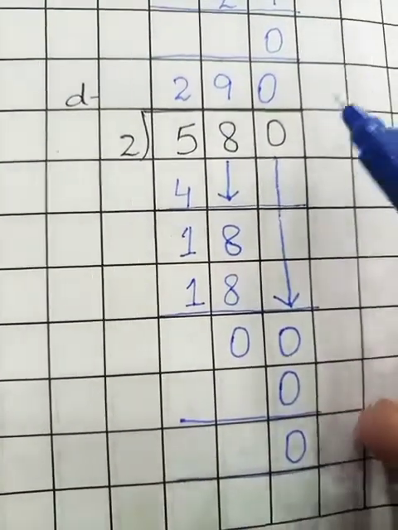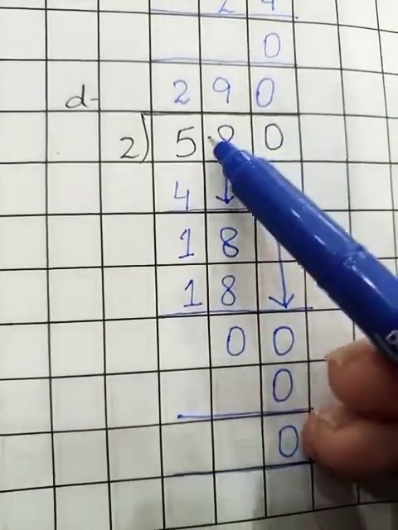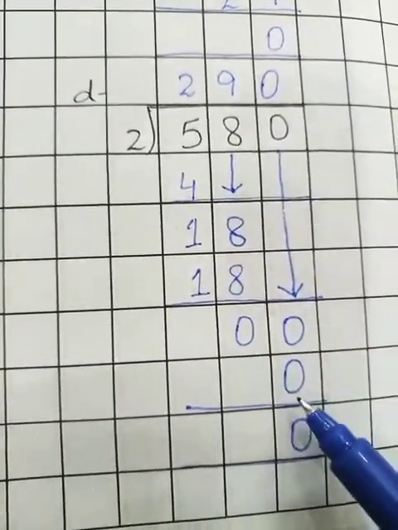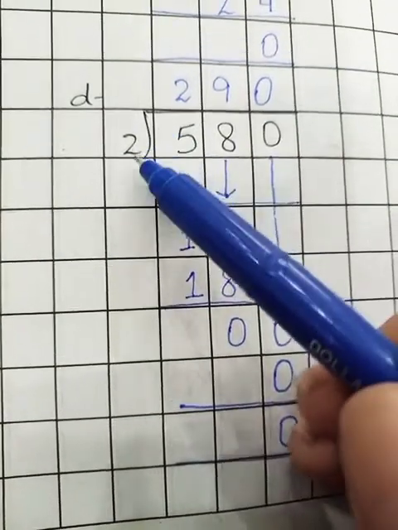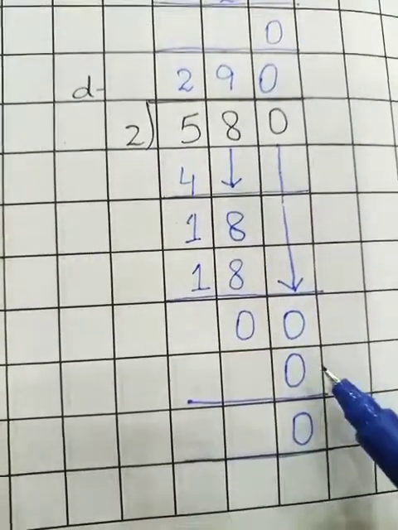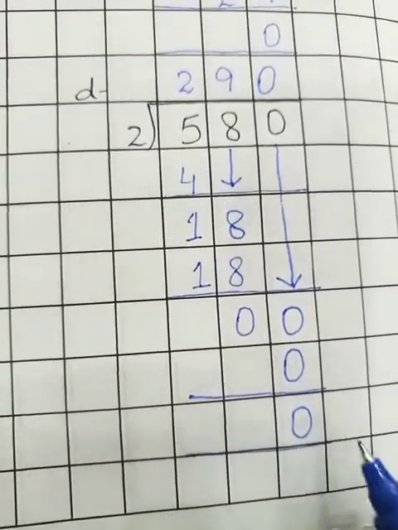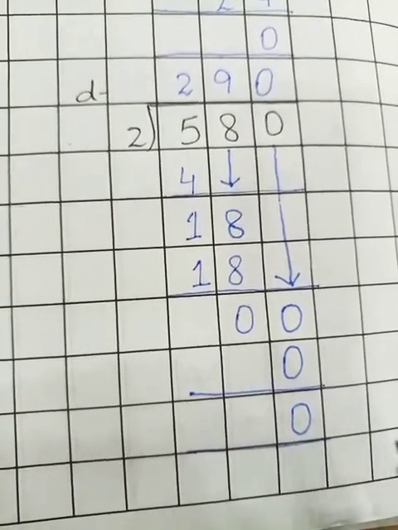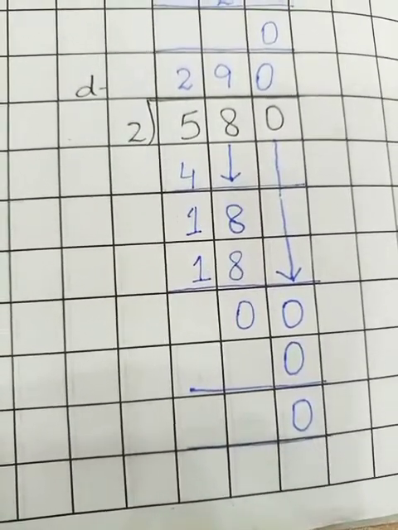Remember students, we can't take the part of the dividend as the remainder. We have to multiply our divisor with some digit to complete it, and then we get our remainder. Okay students, always remember this, okay.